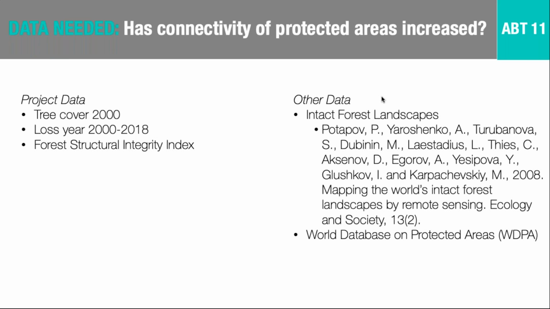And so we need, again, some key data sets from this project. The first is tree cover in 2000, and then we need loss year from 2000 to 2018. And we don't have results for this yet, but we'll need forest structural integrity index data as well when we look at corridors and connectivity between high structural integrity areas.